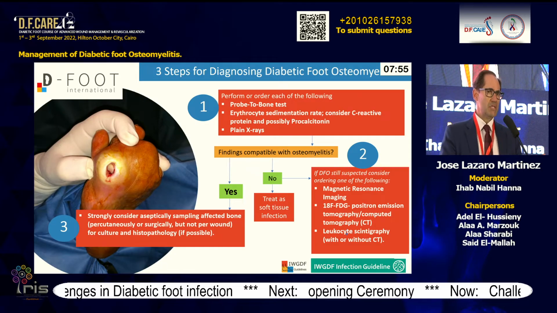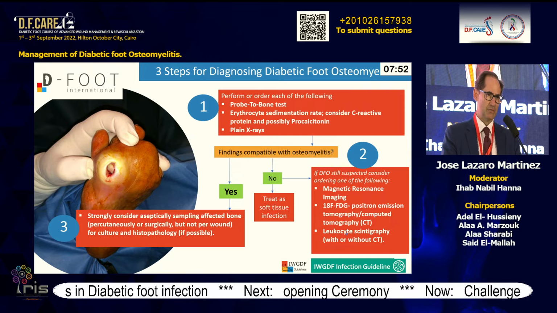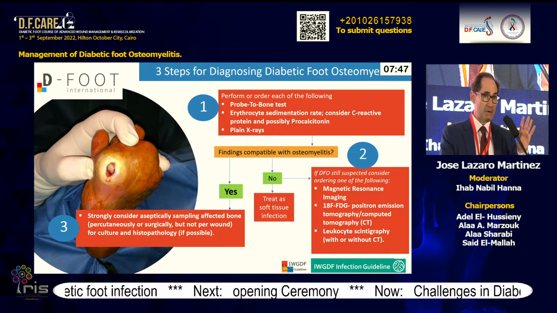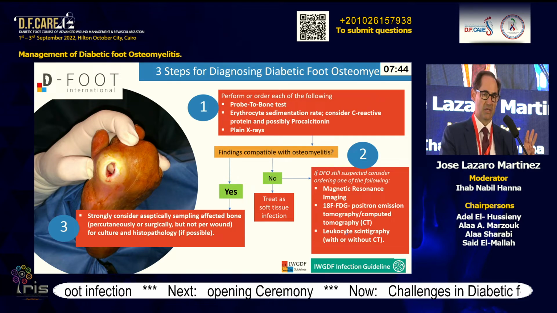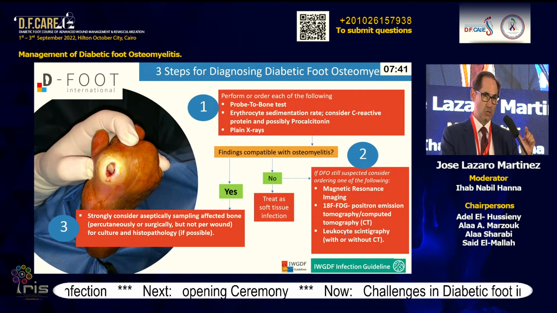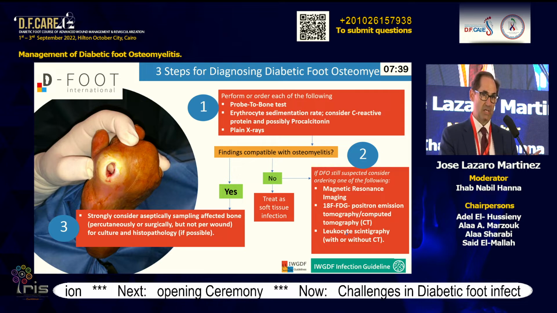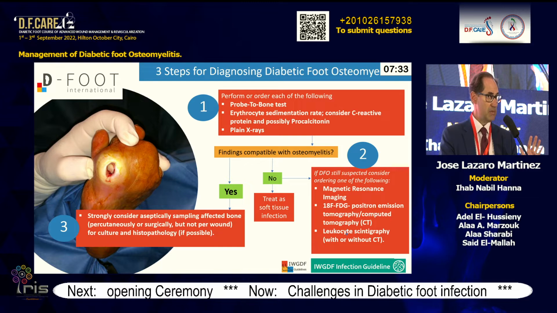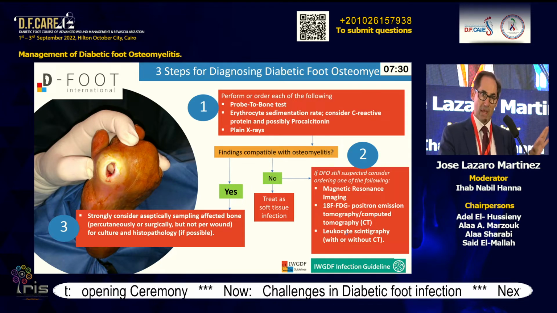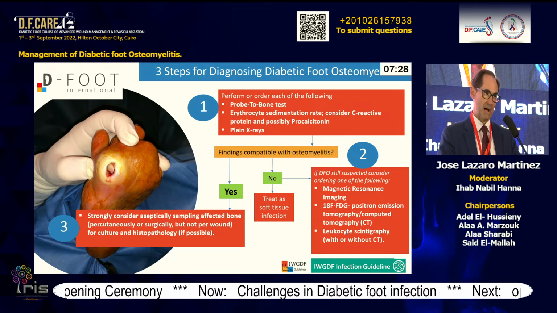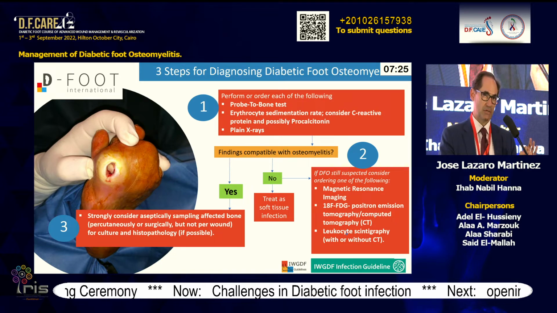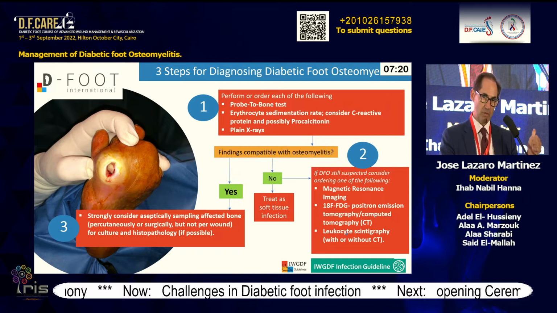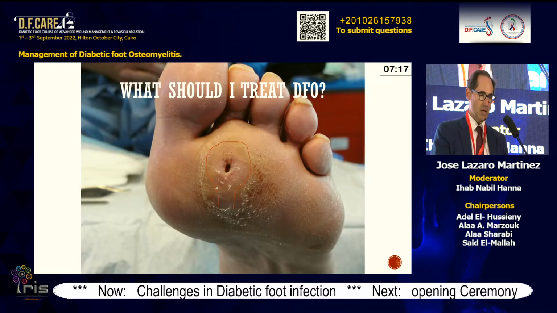Just as a reminder, this is an info card from the IWGDF that we developed when I was president of the IWGDF, reminding the 3 steps for diagnosing diabetic foot osteomyelitis. It is very simple: combine probe-to-bone test, X-ray, and inflammatory markers, especially erythrocyte sedimentation rate. Remember, because it's very important. Forget MRI. MRI is for more advanced stages, but if you want to start the diagnosis, you have to perform in every patient with an ulceration these 3 steps: probe to bone, X-ray, and inflammatory markers.